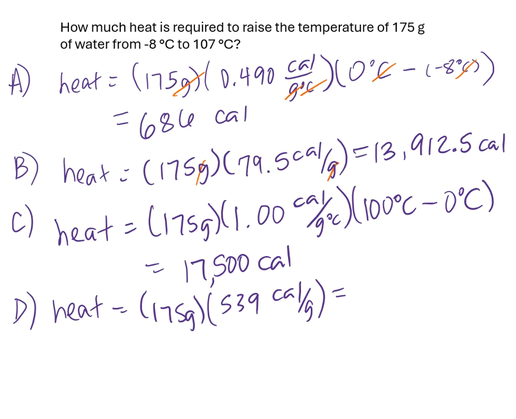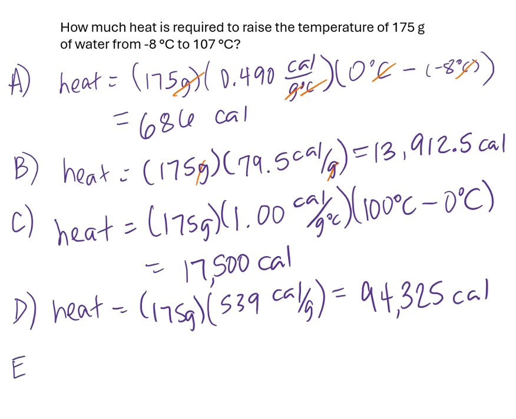But here, with the heat of vaporization based on this mass, when you multiply those two values, you're going to get 94,325 calories. And so what this tells us is that it takes 94,325 calories in order to completely convert your liquid to the gas phase.